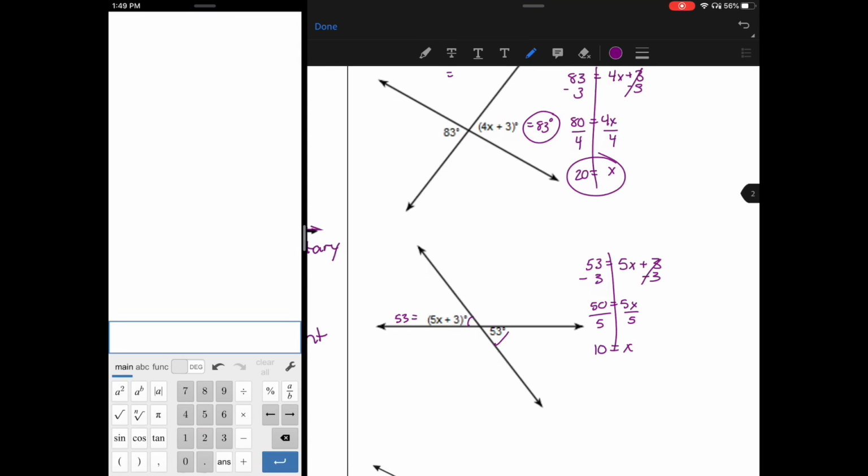And we'll check our work just by plugging it in. So 5 times 10 plus 3 is equal to 53. We know that we did it correctly.